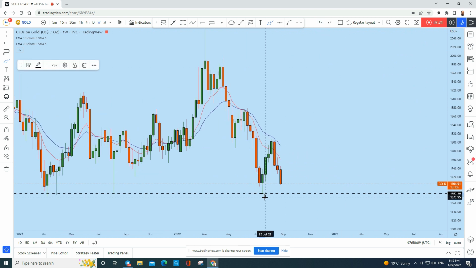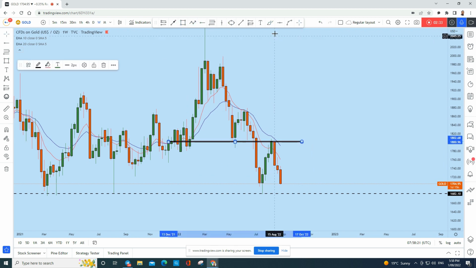After coming to this level of support, we have seen a significant retracement to the upside on gold, which is a healthy retracement, almost the 61.8% Fibonacci level. It also tested this previous support here as resistance on gold. This is the previous support as resistance. And then we have seen that gold started to drop.